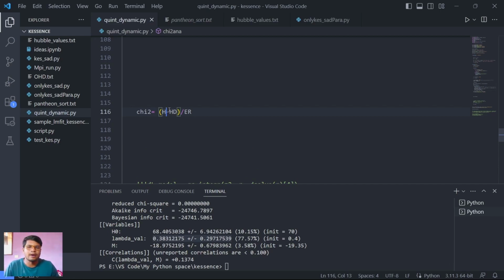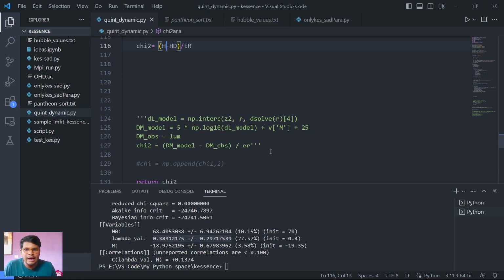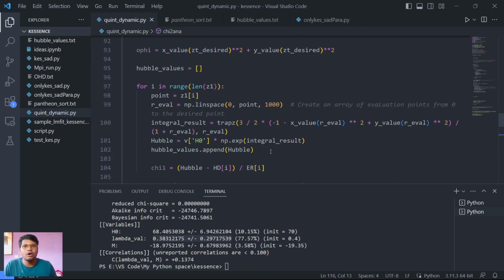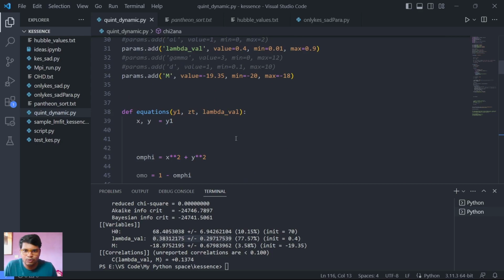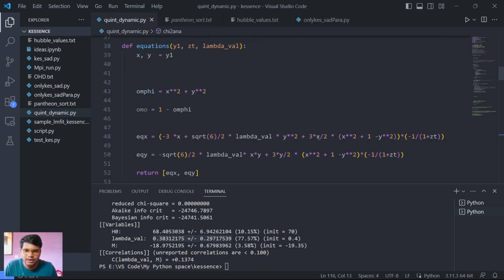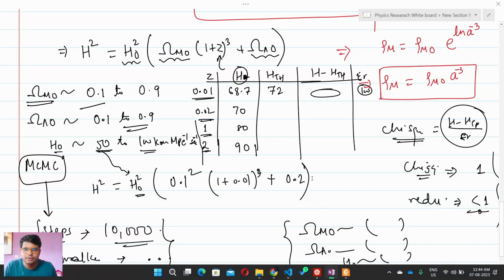Now the second part is, if we have the scalar field, how we can work with the scalar field, and then I'm going to show you what we have done in this code. Okay, so let us jump into the scalar field.